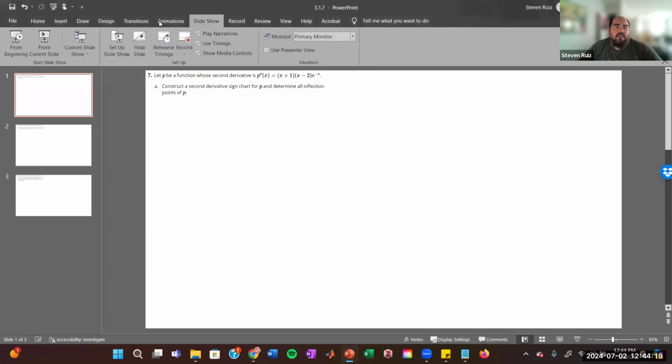All right, let's look at question 7. This is from section 3.1. So we have a function p and we're given its second derivative. So first thing we want to do is to come up with a sign chart for the second derivative. But we don't have an interval that we're being told to work with. So we have to assume we're dealing with this second derivative for all real numbers.